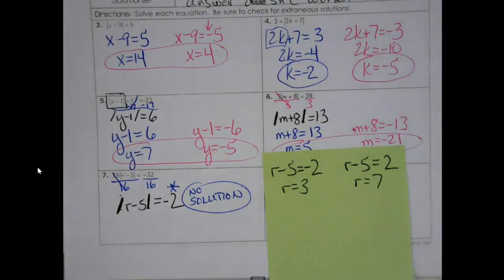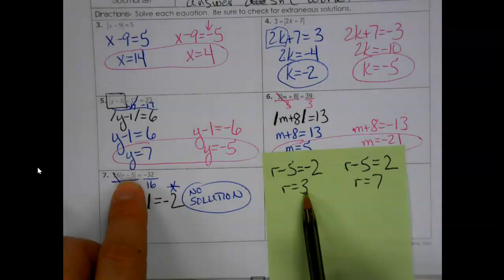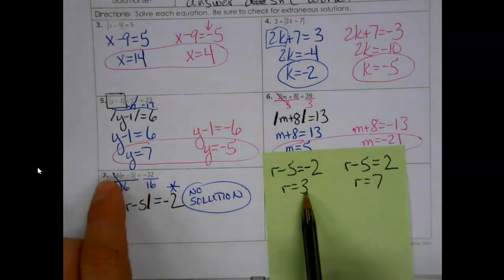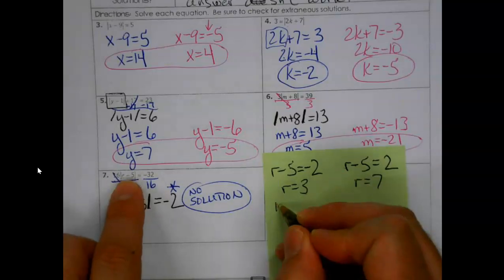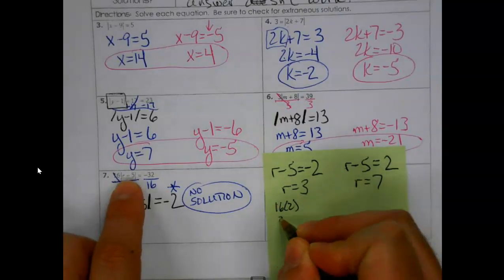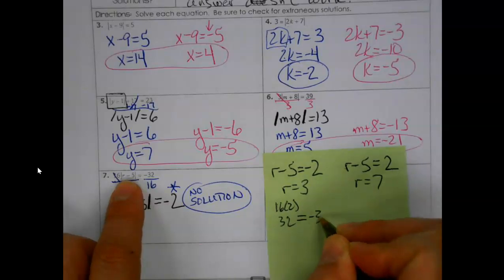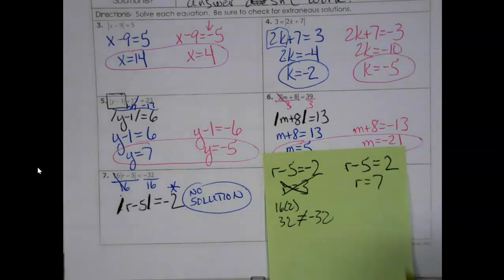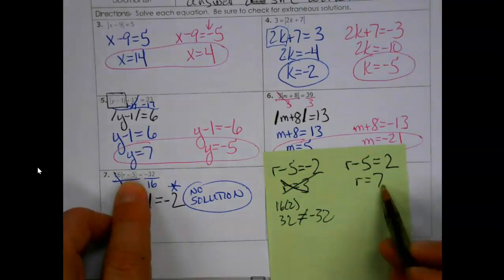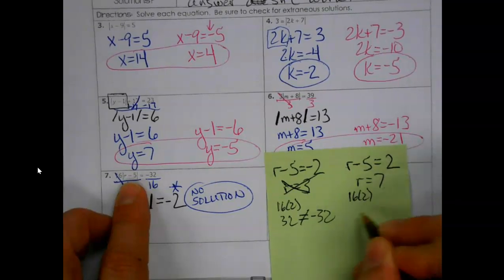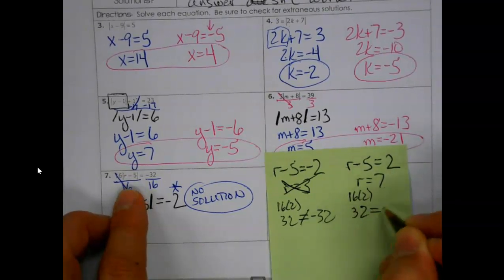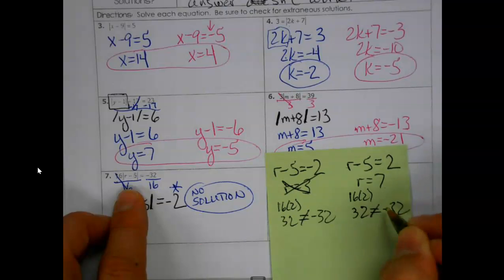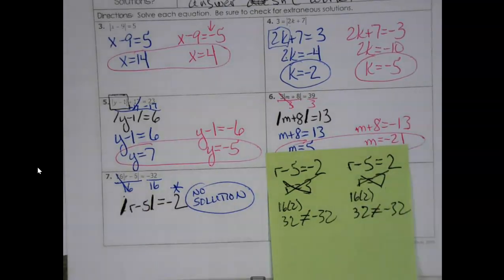And I'm like, okay, let's plug these in. 3 minus 5 is -2. Okay. Absolute value is 2. Oh. 16 times 2 is 32. That doesn't equal -32. That didn't work. Okay, let's try 7. 7 minus 5 is 2. 16 times 2. Wait a minute, the same thing's going to happen. Does 32 equal -32? It does not. Neither one works. Oh, it must be no solution.